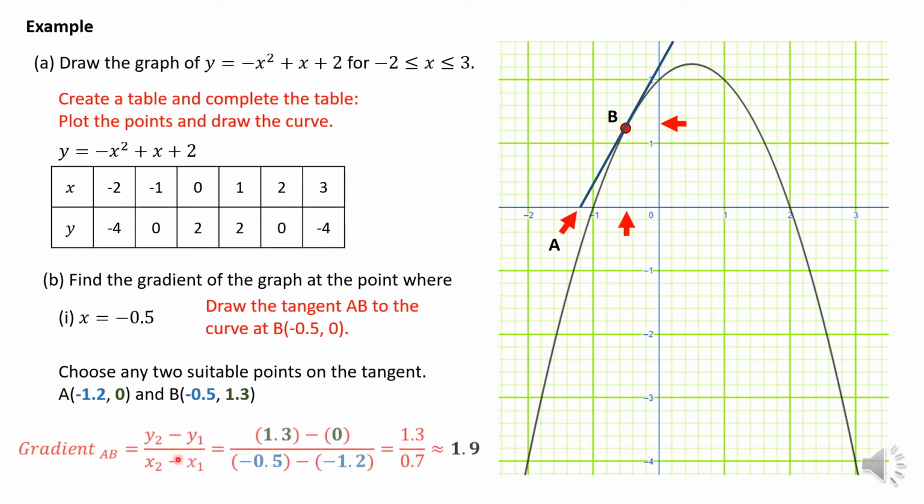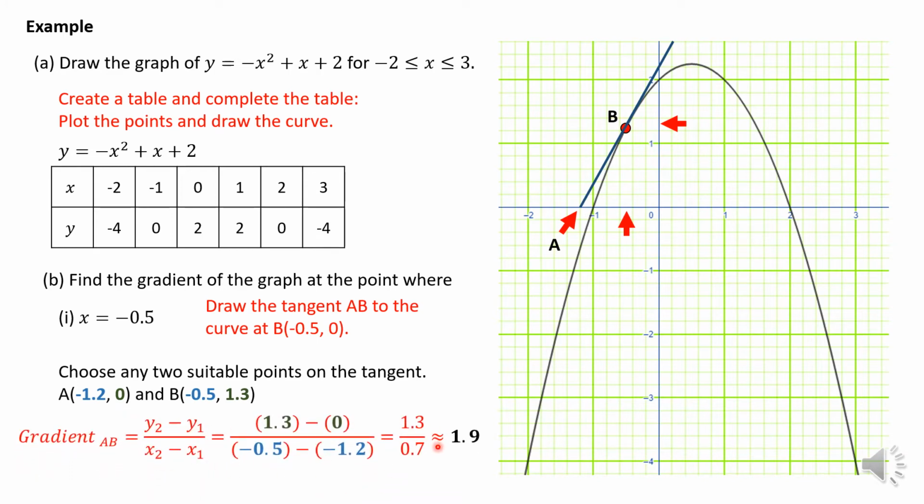So here I can now calculate the gradient. And again, you will see that the gradient is just an estimate. Gradient is delta y over delta x. That means you take the change in y, take two y values like I did, 1.3 minus 0, and then you take two x values and you get an answer, and you expect the gradient to be positive because the line slopes in that direction.